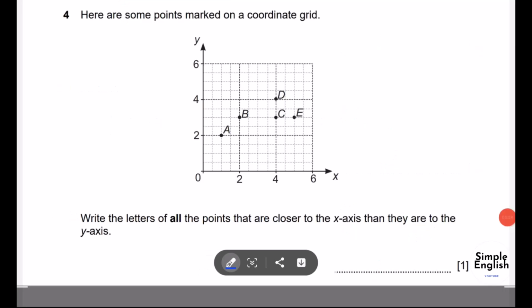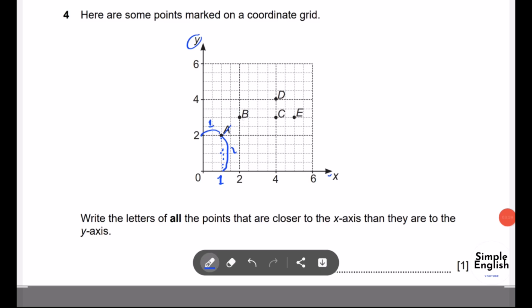So look at number 4. Write the letters of all the points. We have 5 points that are closer to the x-axis than they are to the y-axis. Remember, the x-axis here and the y-axis here. So look at point A. Each axis is number 1, right? And the distance to the y-axis is 2, and the distance to the x-axis is 1, so it's not A.